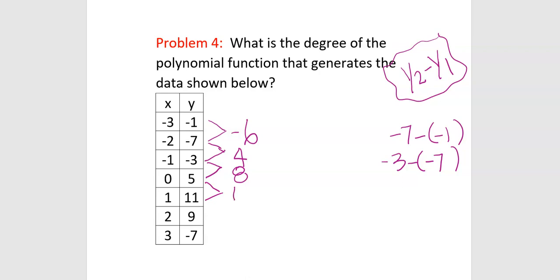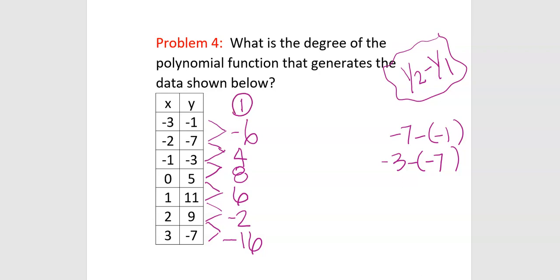11 subtract 5 is 6. 9 subtract 11 is negative 2. And negative 7 subtract 9 would be negative 16. So you kind of get some crazy numbers. So this one would be first degree if they all matched, but they don't.